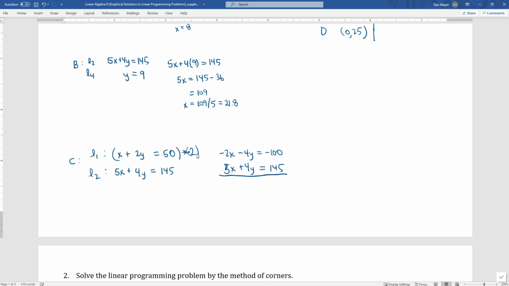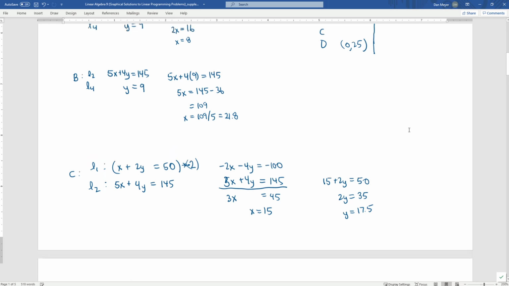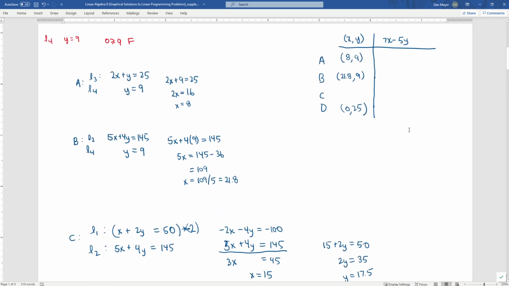So when I add those two equations together, that gives me 3x is equal to 45. So x will be 15. And then I'll use the first equation. 15 plus 2y is equal to 50. So 2y will be 35, which means y is 17.5. So we get the point 15, 17.5 for C.